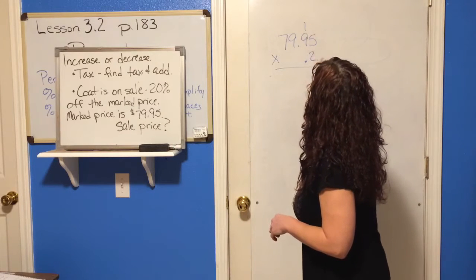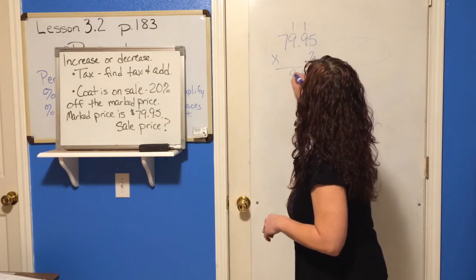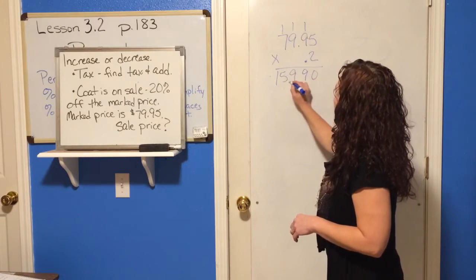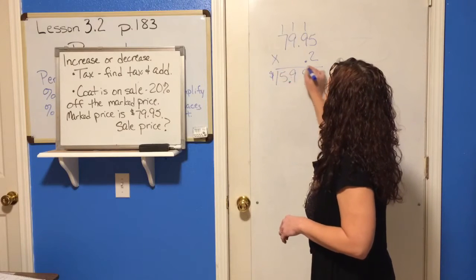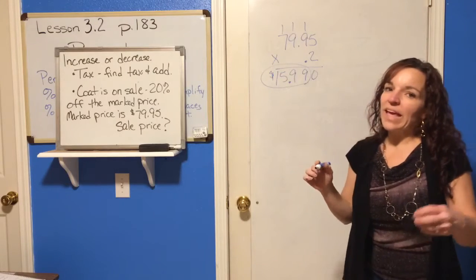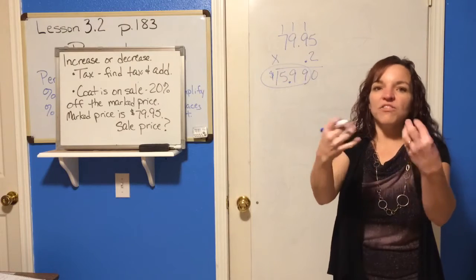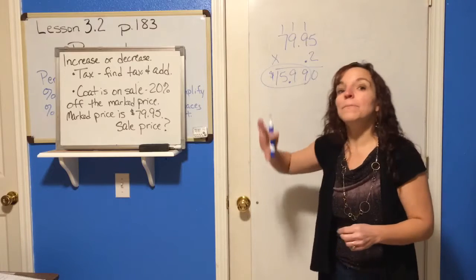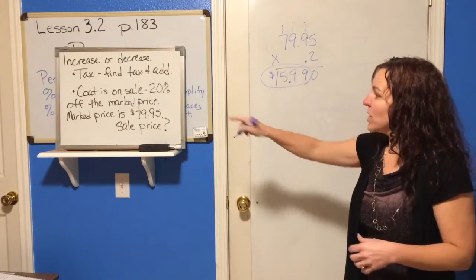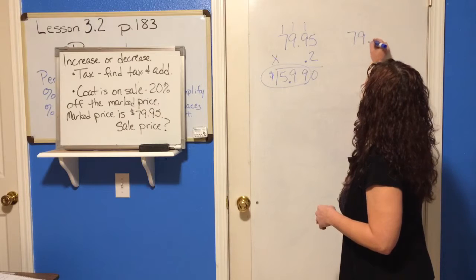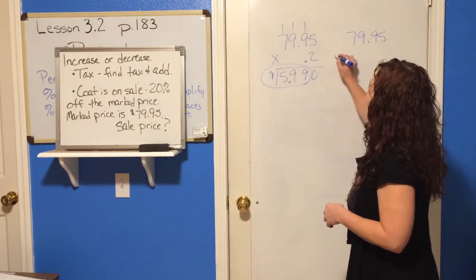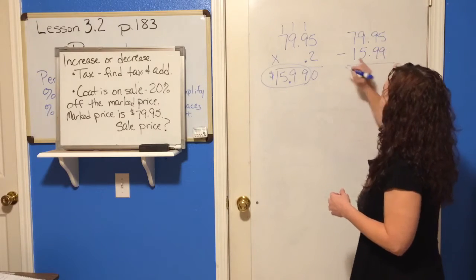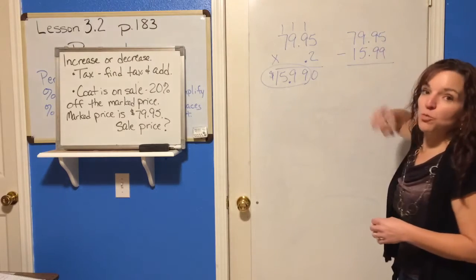5 5 are 10, 18, 19, 9 9 18, 19 again, 7 7 14, 15, and 3 decimal places. So 15.99. Now the 15.99 is the amount of the decrease. So it's the amount of my discount. Once I get this amount, then I go back and I say, well, $79.95 was the original amount, and what I'm going to get off is the $15.99. So I'm going to subtract the $15.99 from the original price.